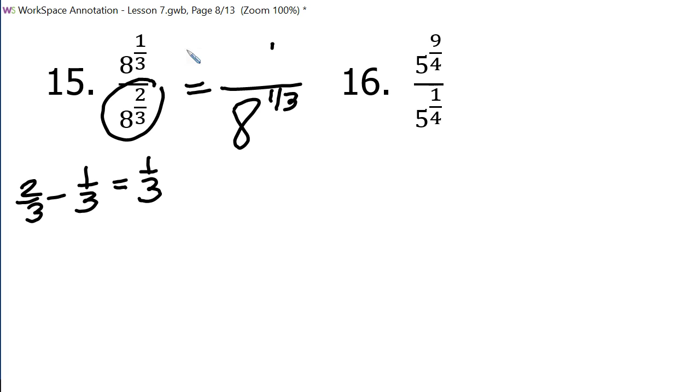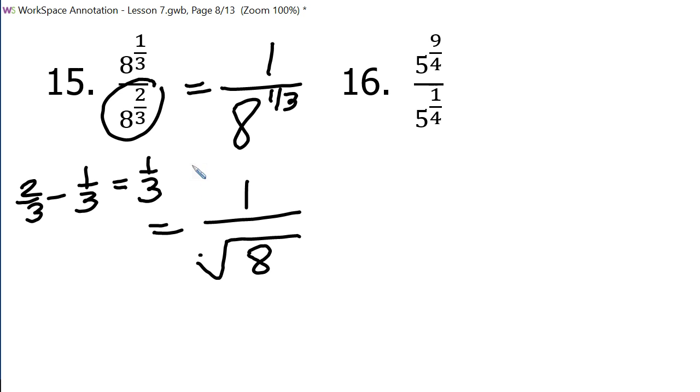Is that simplified completely? No. So if it's a rational exponent, convert it to radical form. So anytime you have a rational exponent, convert it to radical form. So what number goes under the radical? 8. What root are we taking? The third root. What power do I raise it to?